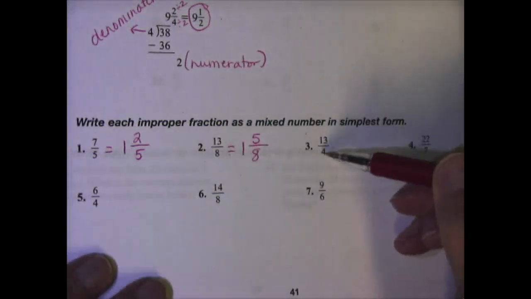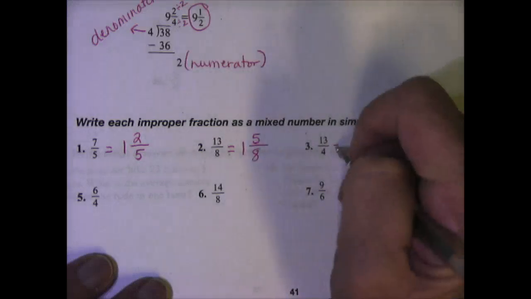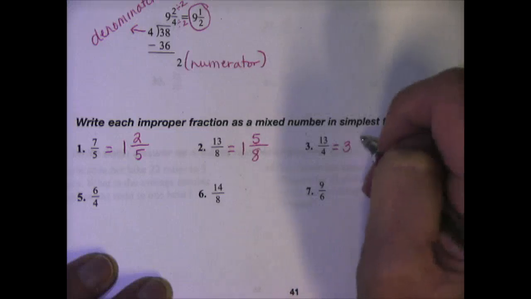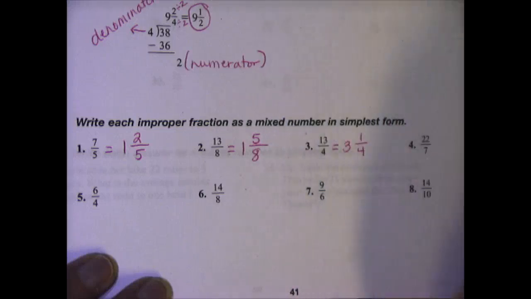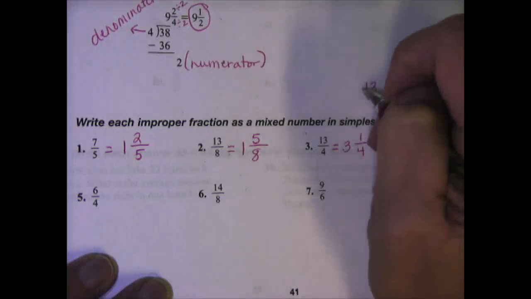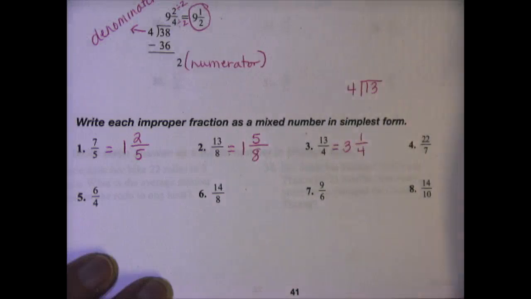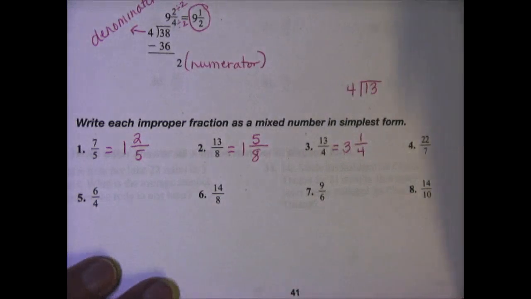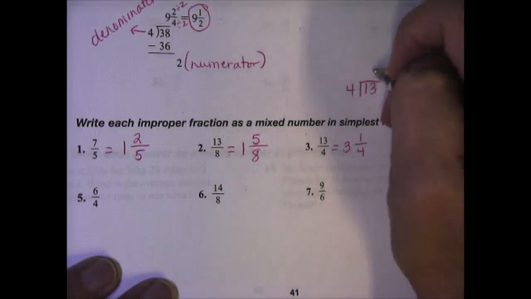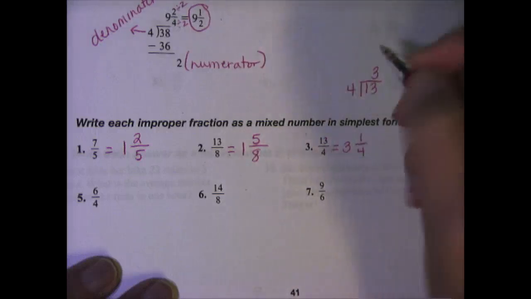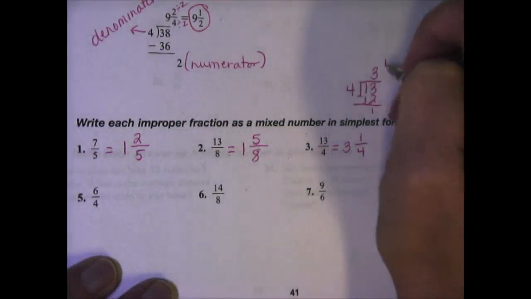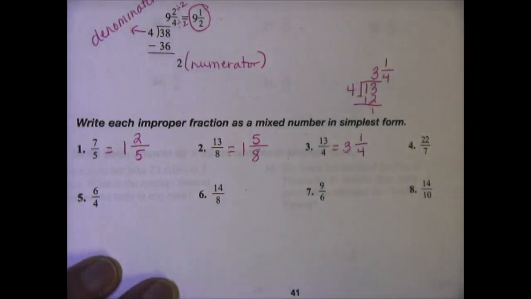Number 3, 13 over 4. 4 goes into 13 3 times. 3 times 4 is 12. 13 minus 12 is 1. So 3 1/4. Let's take a look at this one as a division, because sometimes I think it's easier for those of you who aren't good at doing the math in your head to go ahead and show the work so you can see it. 4 goes into 13 3 times, just like we said down here. 3 times 4 is 12. 13 minus 12 is 1. 1 is our numerator. 4 is our denominator.